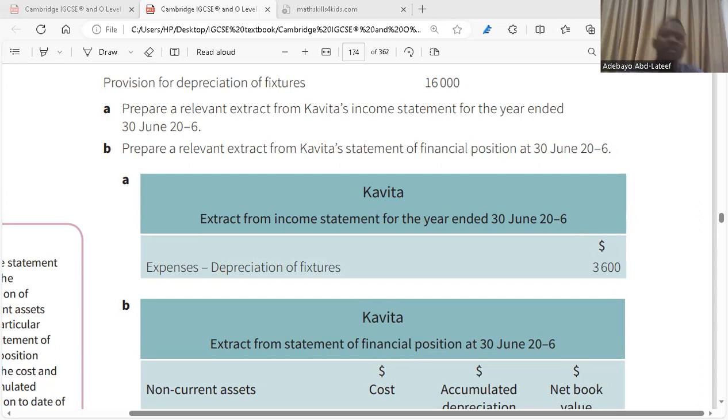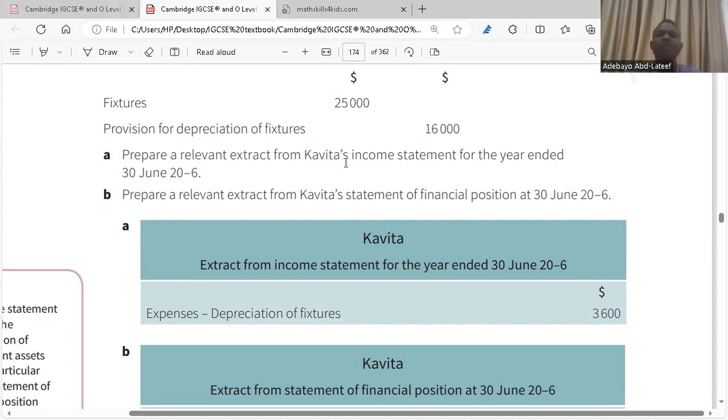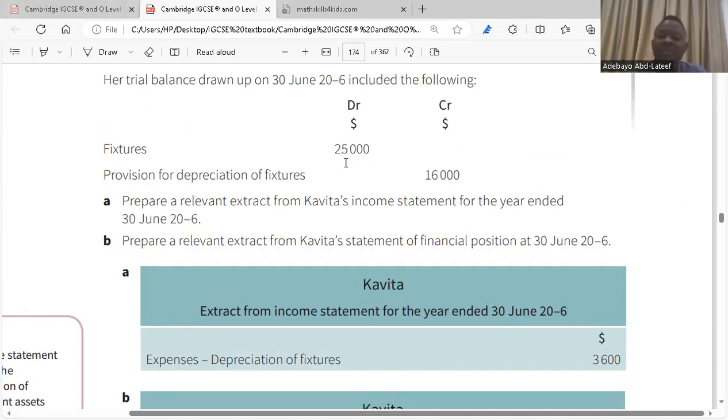Do you get it or not? Let me just explain it again. They said the trial balance shows 25,000 for fixtures and provision for depreciation of 16,000. Now they said we should prepare a relevant extract from the income statement for the year ended 30 June. How do we get the income statement? The income statement should read expenses, yes or no? So what are the expenses? The expenses should be depreciation, and we have 40% for the fixture and 40% for the provision for depreciation. Both, right? 40% of 25,000 is 10,000.